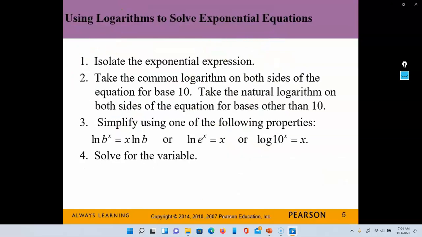Another rule we worked with was using logarithms now to solve exponential equations. Well, we want to isolate the exponential expression. We may have to use a little algebra for that. And then we're going to take the logarithm of both sides. In some cases, we're going to use common logs, base 10, or we can use natural logs, base e. And then we solve for the variable. All right, let's take a look at one of the examples here.